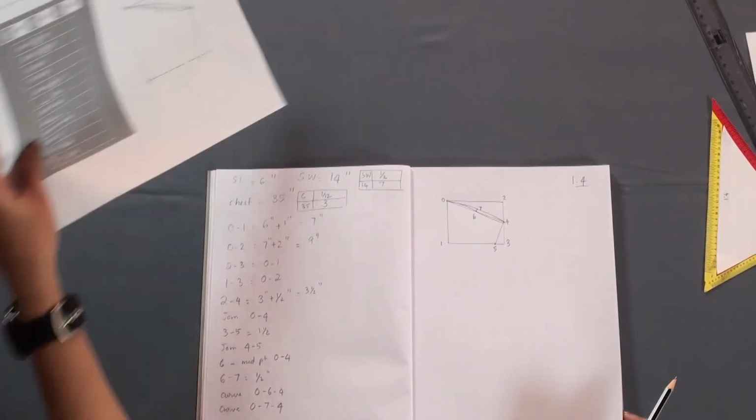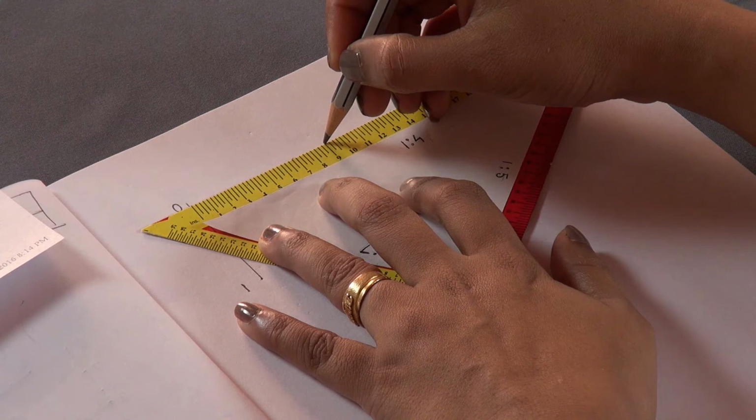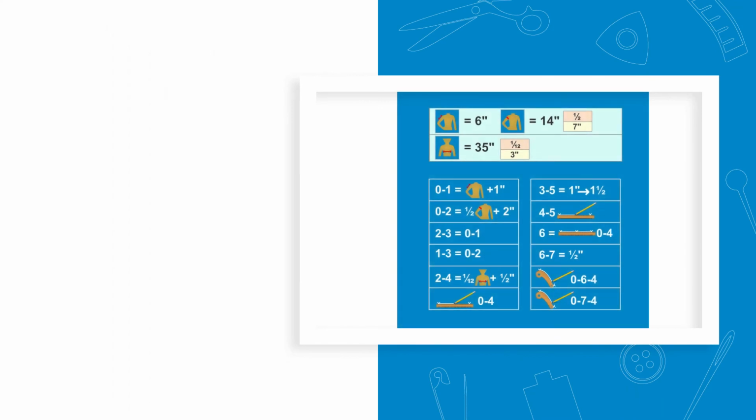Thus, we have constructed the pattern for kameez sleeve in our notebook using a triangular scale. In this session, we have learned how to construct the pattern for a kameez sleeve using a triangular scale. Before we conclude, let's take a look at the key points.